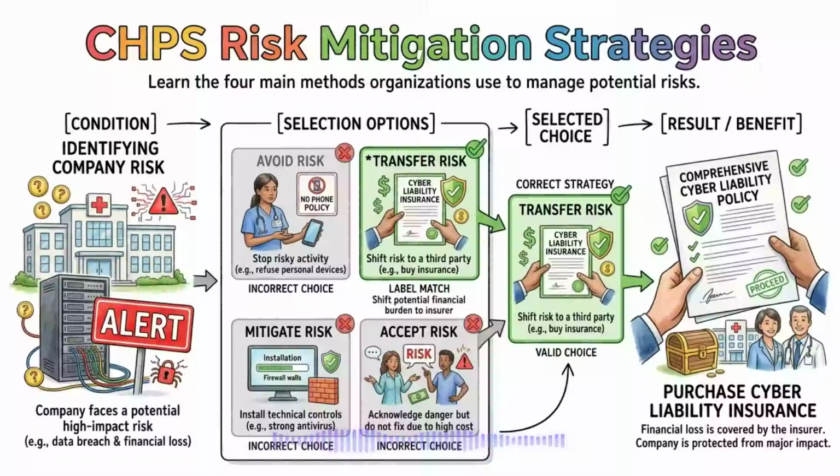When managing risk, organizations typically choose between 4 main mitigation strategies, and you should know each one for the test. You can avoid the risk by stopping the risky activity altogether, such as refusing to allow employees to use personal cell phones for work. You can transfer the risk to a third party, often by purchasing comprehensive cyber liability insurance.